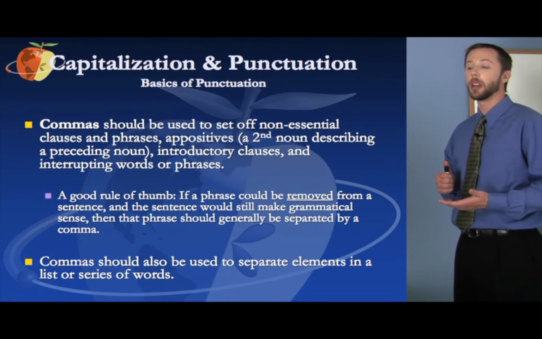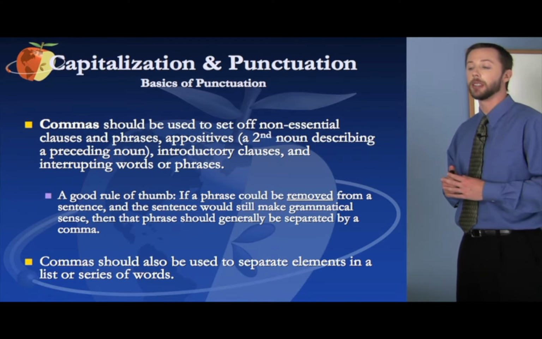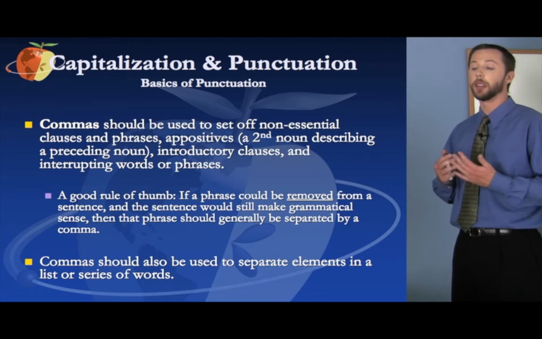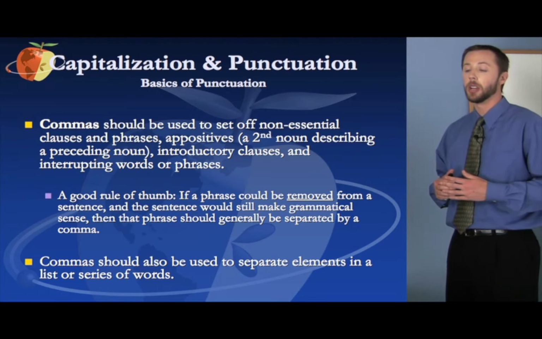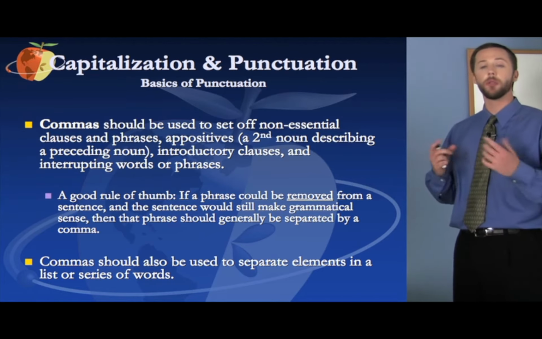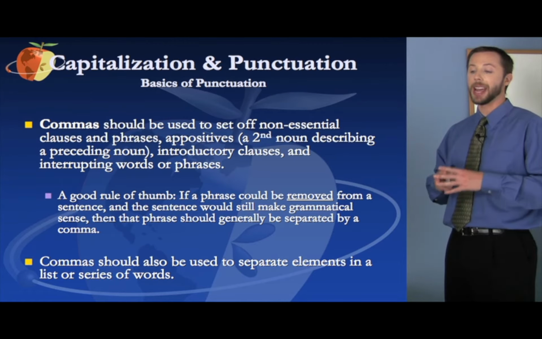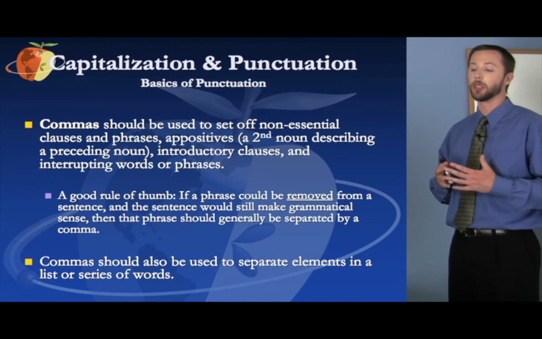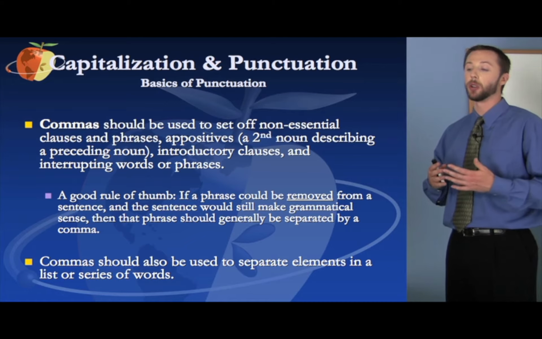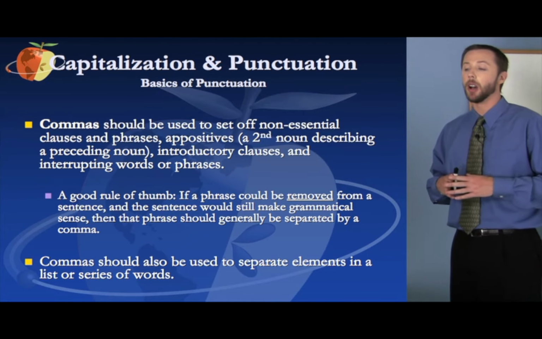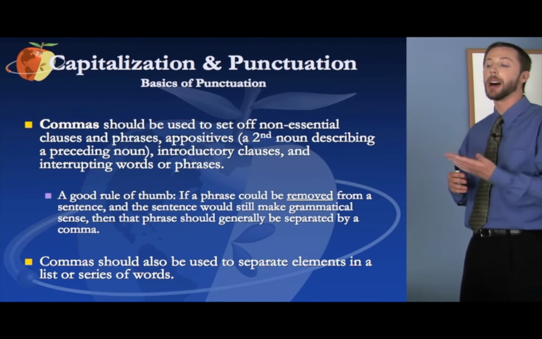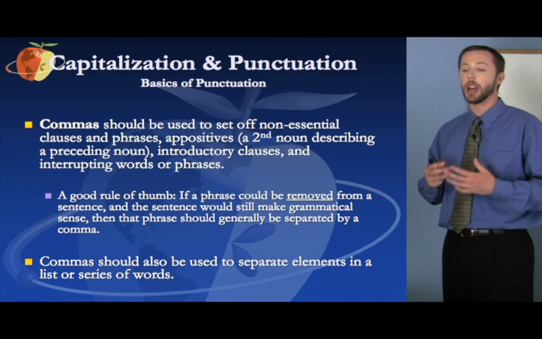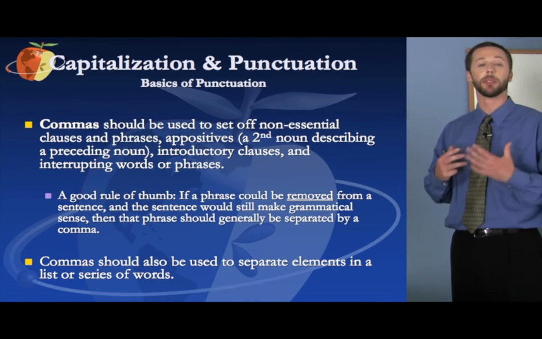Commas should be used to set off non-essential clauses and phrases, appositives, introductory clauses, and interrupting words and phrases. So if a clause can be removed from a sentence and the sentence would still make grammatical sense without it, that phrase should generally be separated by commas. So let me give you an example of an appositive. An appositive is a second noun or noun phrase describing a preceding noun.